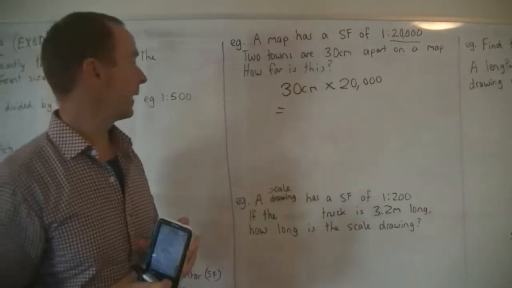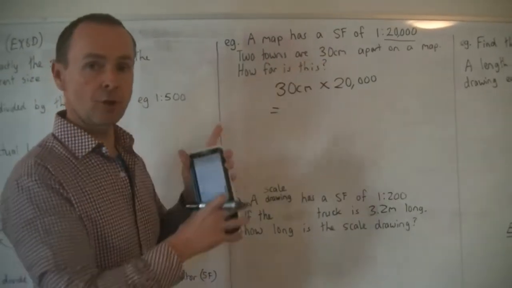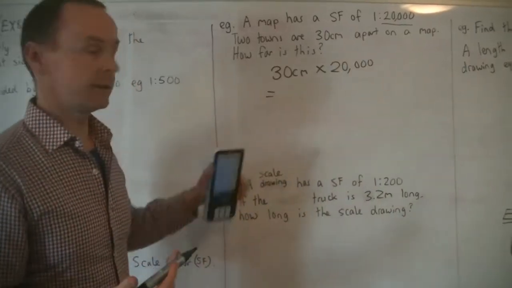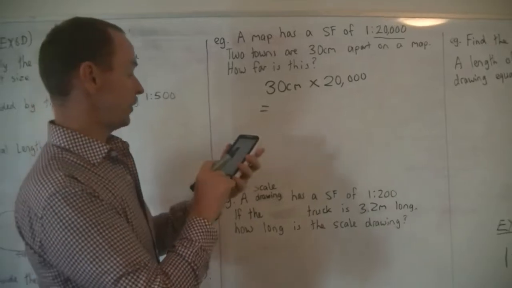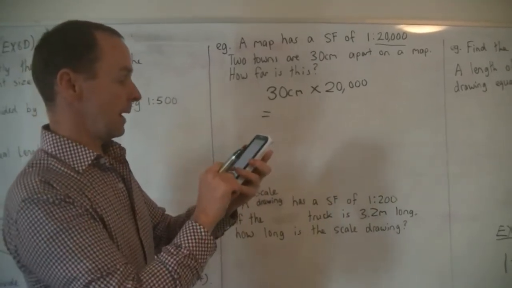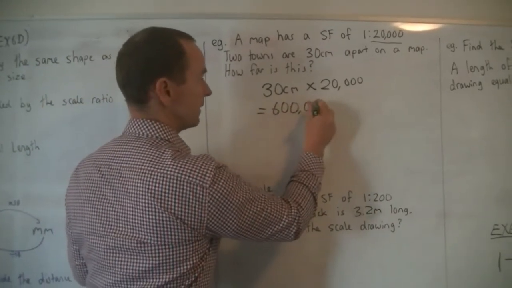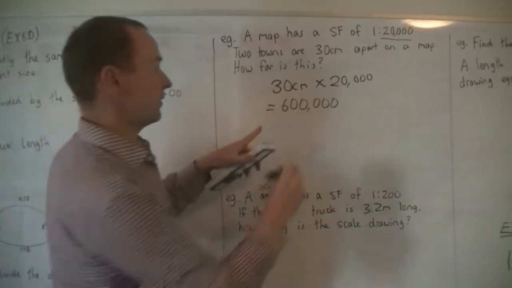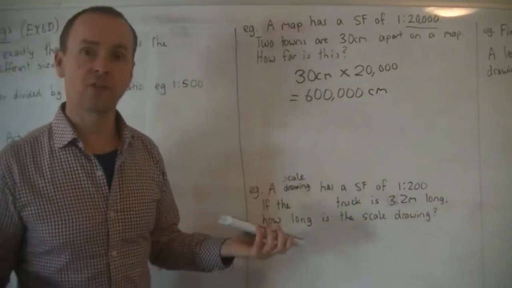Everyone got that? I'll start again. There's 30 centimetres apart. That's the distance that you're given. That's on a map. So in real life, it's going to be bigger. So you multiply that distance by the scale factor, which is 20,000. You use your calculator and you say 30 times 20,000, you type it in, and my answer is 600,000. So I'm going to write that down, 600,000, and the units are the same. So there's centimetres, so our answer is 600,000 centimetres. And that is your answer.